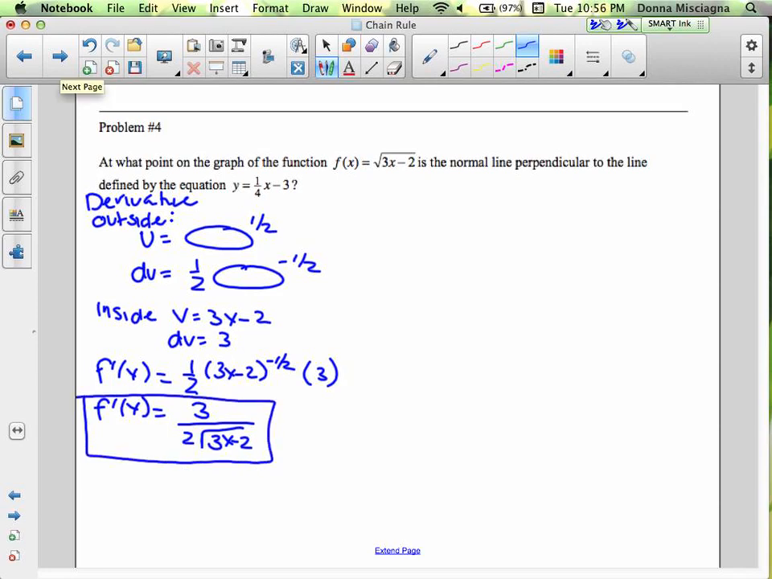All right, part 2, we want to find out what point on a graph of the function is the normal line perpendicular. All right?